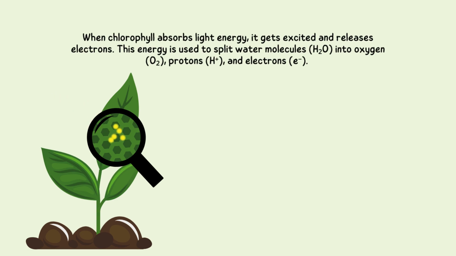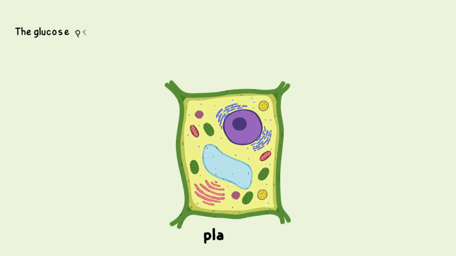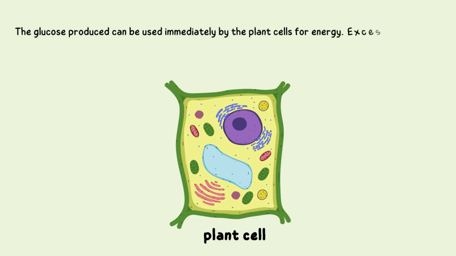When chlorophyll absorbs light energy, it gets excited and releases electrons. This energy is used to split water molecules into oxygen, protons, and electrons. The glucose produced can be used immediately by the plant cells for energy.